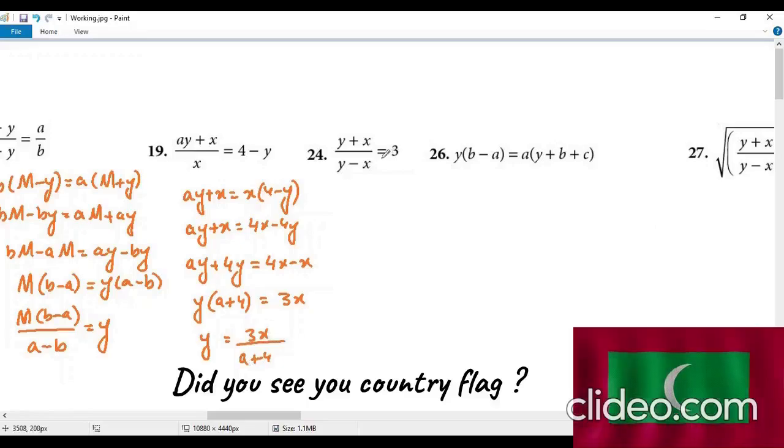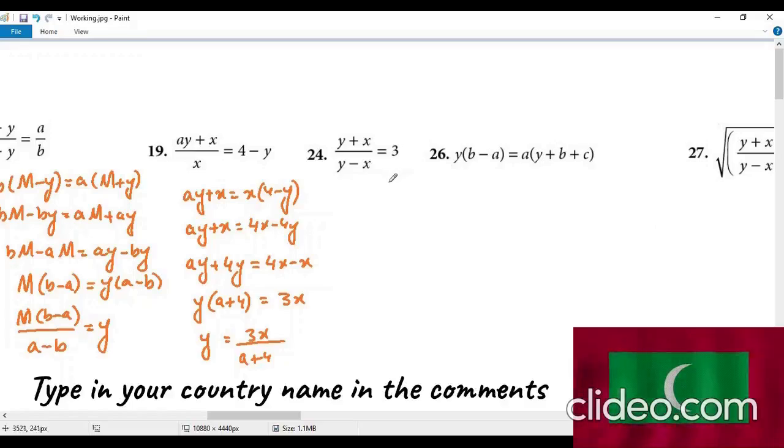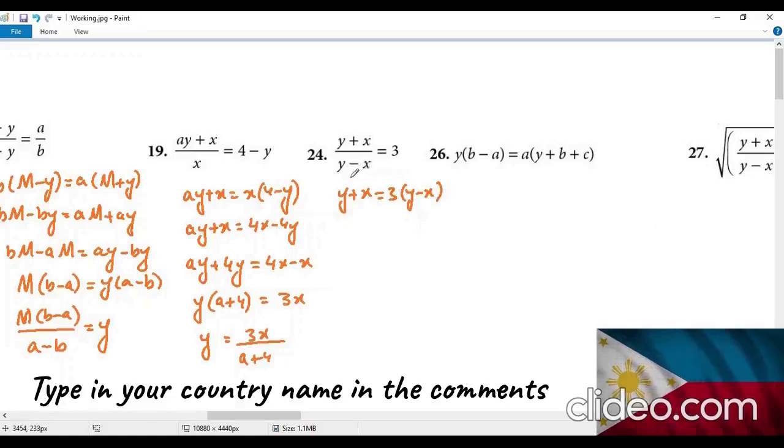In question number 24, it is same like the earlier question. It is y plus x is equals to 3 times y minus x, because y minus x is multiplying. On the other side it will go and multiply. This side it is dividing, other side will go and multiply. So y plus x equals 3y minus 3x when this is multiplying by 3. So you get two different elements of it.